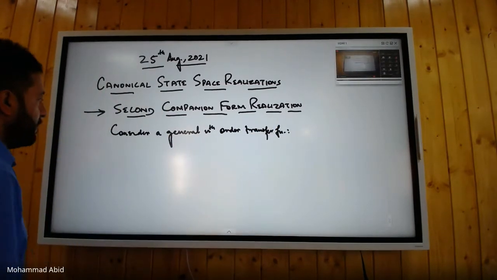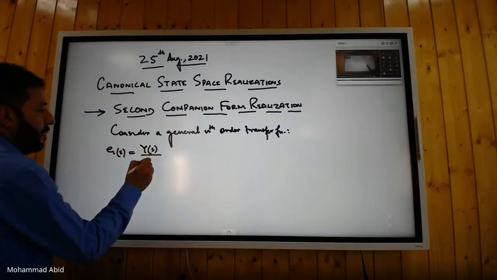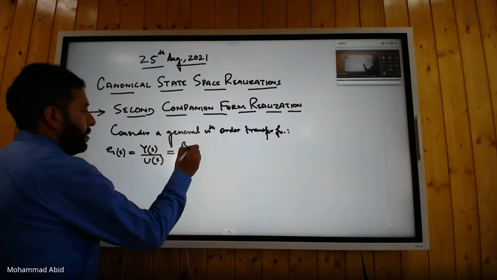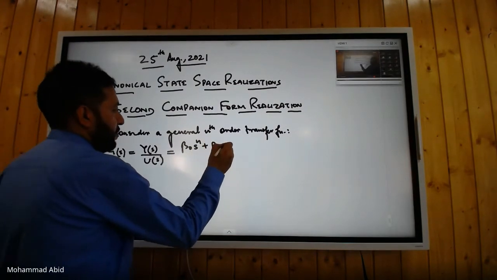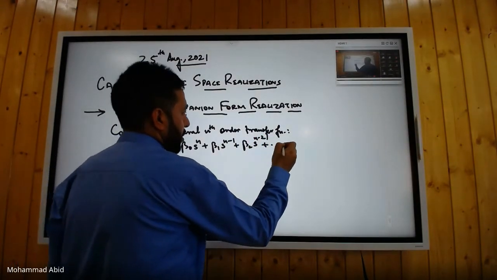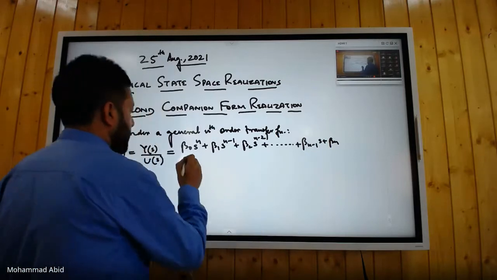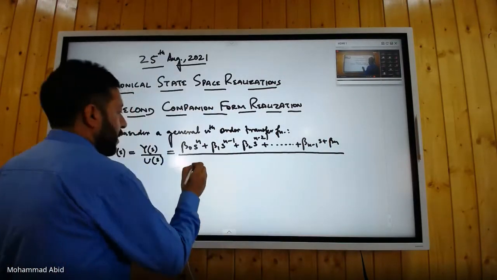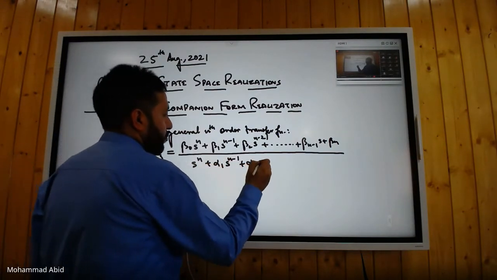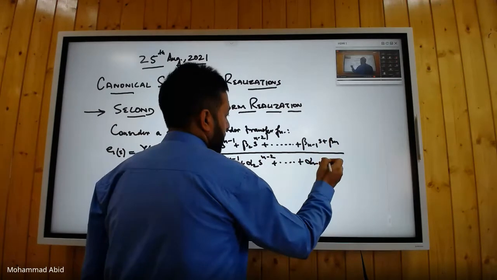We'll consider the general nth order transfer function G(s), which is actually equal to Y(s) upon U(s), and which we have defined as beta naught s to the power n plus beta 1 s to the power n minus 1 plus beta 2 s to the power n minus 2 plus so on, beta n minus 1 s plus beta n upon s to the power n plus alpha 1 s to the power n minus 1 plus alpha 2 s to the power n minus 2 plus so on, alpha n minus 1 s plus alpha n.